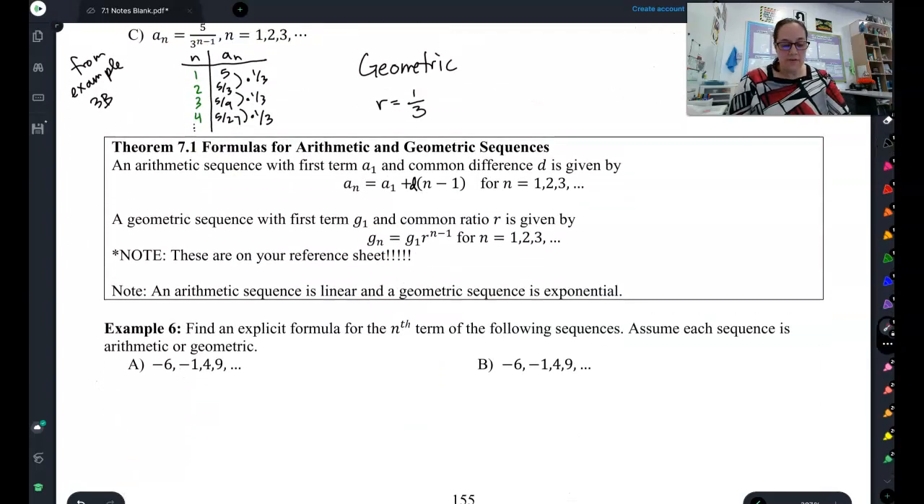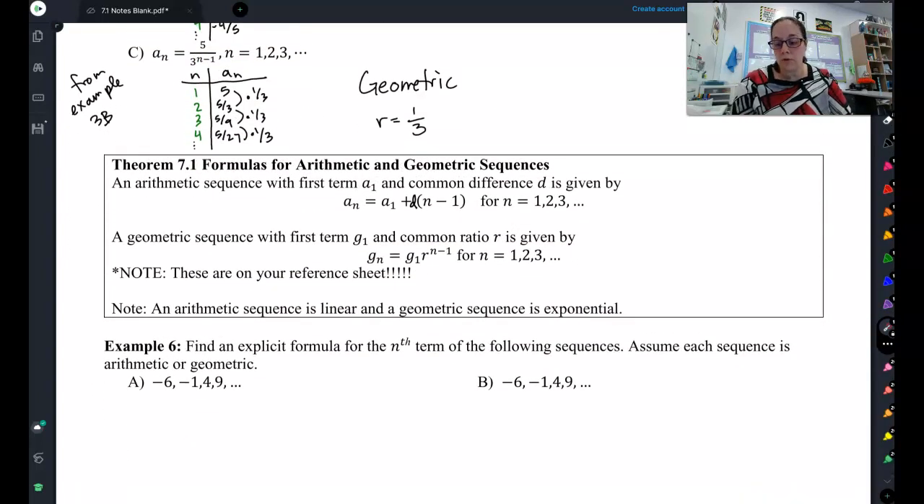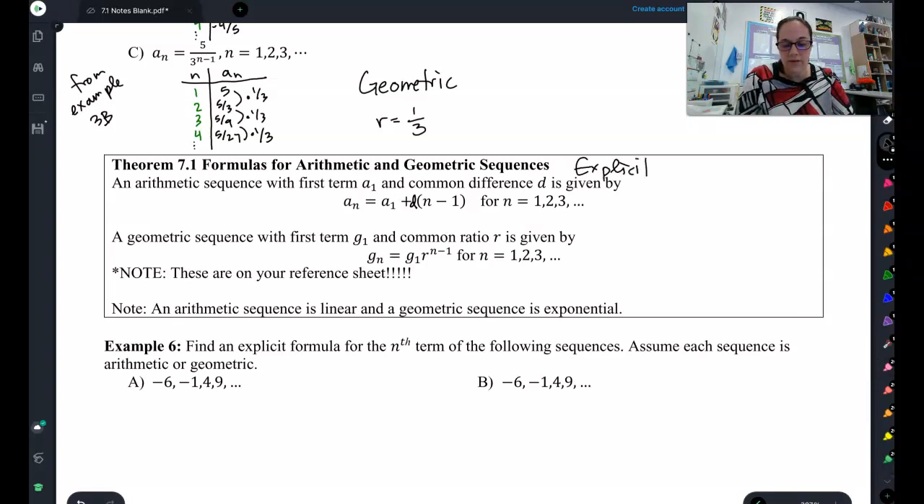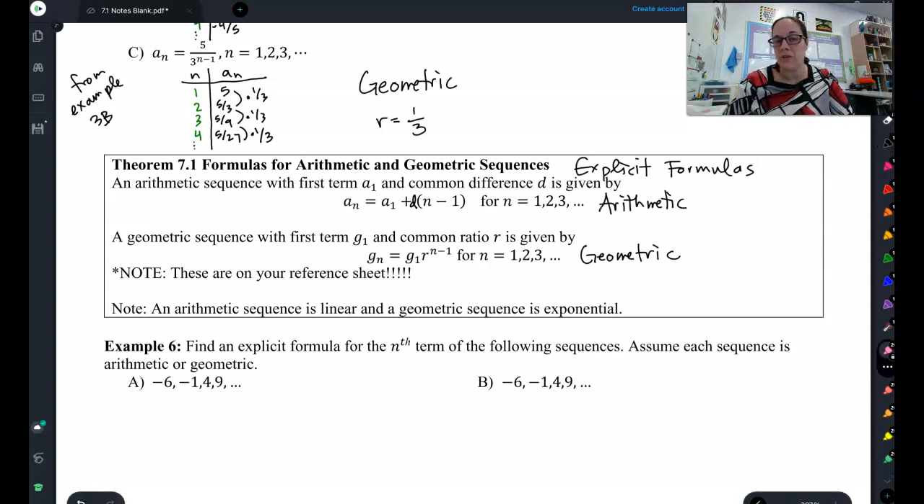Now, for the last part of this video, let's go over two formulas that are on your reference sheet. These formulas are the explicit formulas for arithmetic and geometric sequences. So as soon as you know if it's arithmetic or geometric, you just have to find the things you need for this formula, plug them in, and you have an explicit equation for that formula.